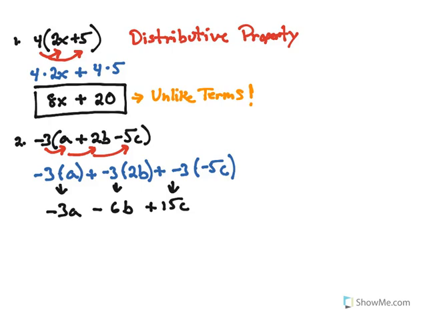And that's it. We can't combine these terms because they're all different. One has an a variable, the other one has a b variable, the other one has a c variable. So we're not going to be able to combine like terms. As far as we're concerned, we are done with the problem, and that is your simplified algebraic expression. Okay? So let's go ahead and do another one.